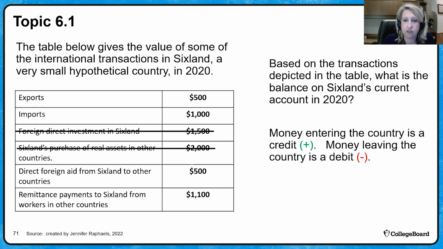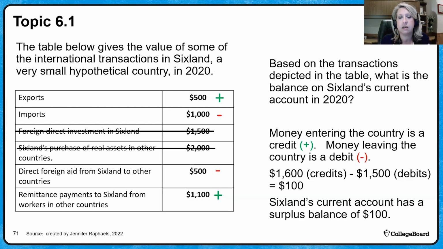All right, now we have to know, is it a plus or a minus? Exports are a credit. Imports, debit. Direct foreign aid from Sixland to other countries, is money leaving the country? Yep, it's a debit. Remittance payments to Sixland, money coming into the country, it's a credit. So 500 minus 1,000 minus 500 plus 1,100. What's the total sum of our credits minus the sum of our debits? That gives us our current account balance. So Sixland's current account has a surplus balance of $100.